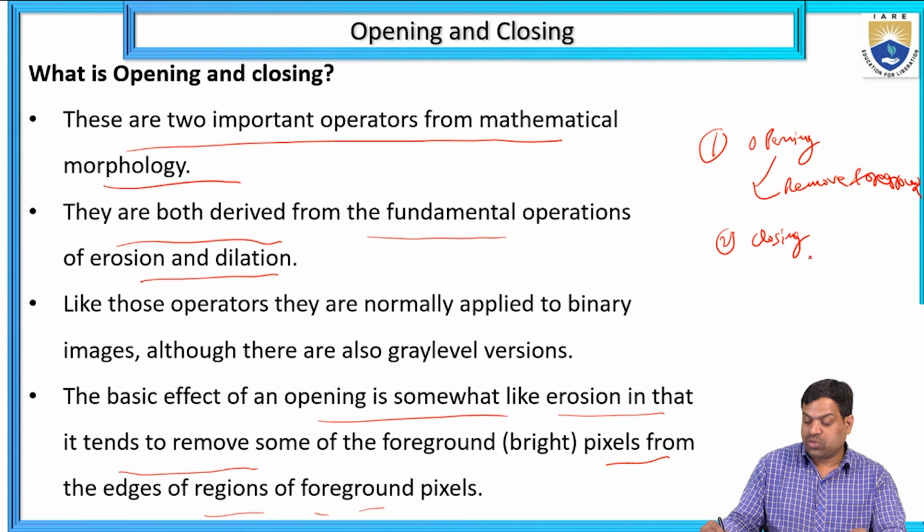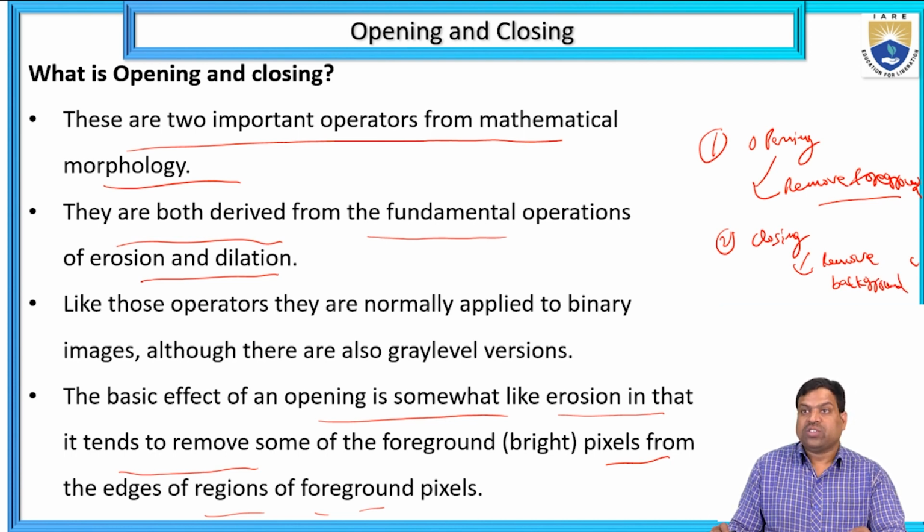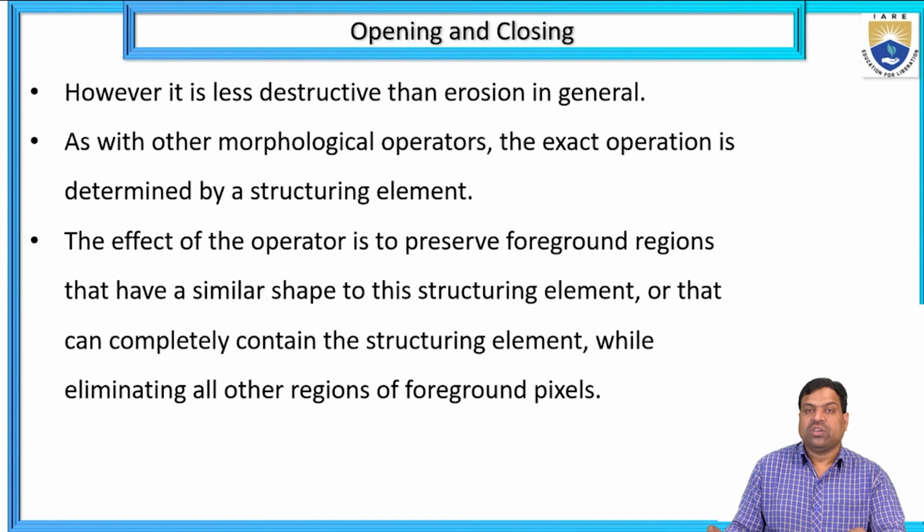Closing is exactly opposite. Remove foreground means remove the object. Here, remove background. So opening is nothing but removing the foreground, closing is nothing but removing the background. So these are about opening and closing.